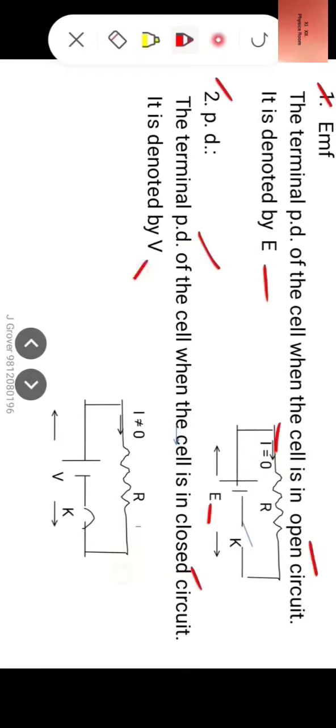Now look at the circuit. Here key is closed and current I is not 0, means there is definite current flowing through the circuit. In that case, the terminal PD of the cell is potential difference and it is denoted by V.